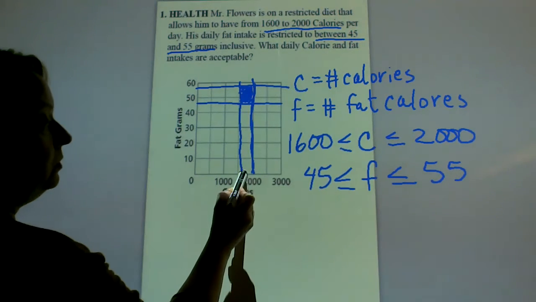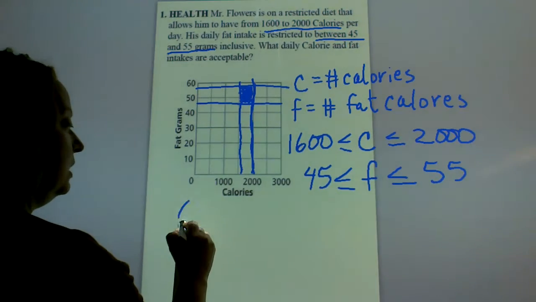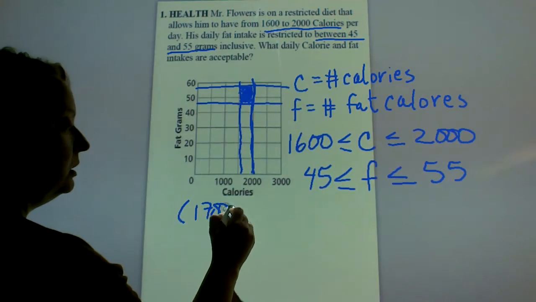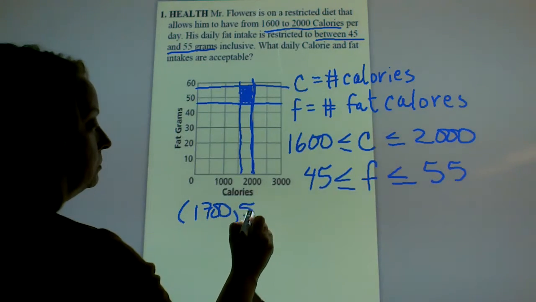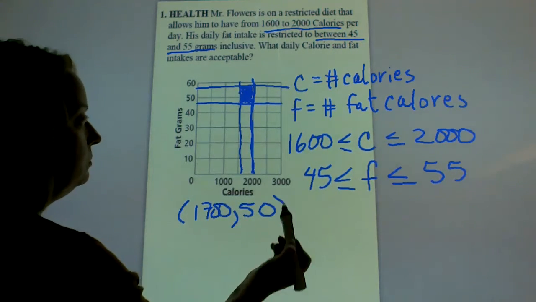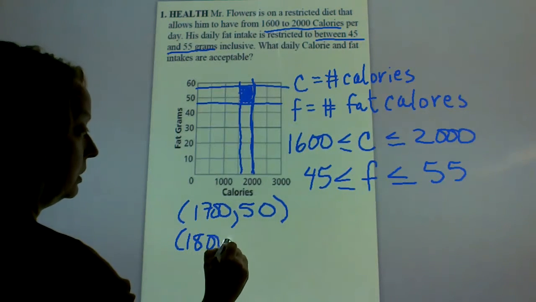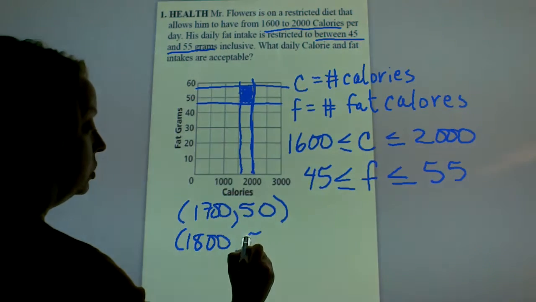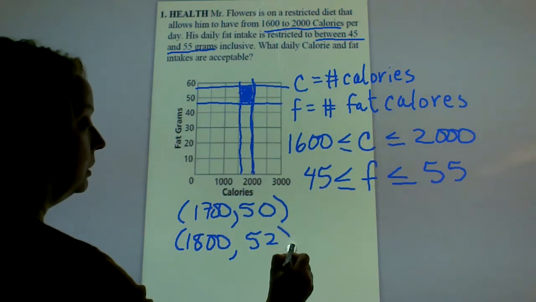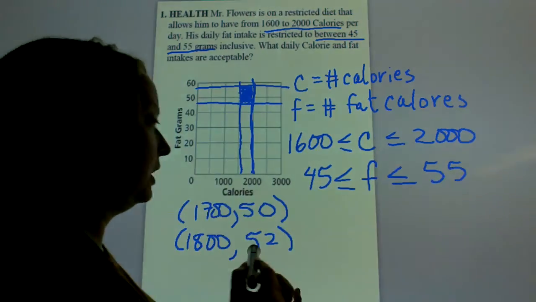If we look at it, one of the points could be 1,700 and 50. We could also have 1,800 and 52. Okay, there's actually going to be a whole myriad of points.